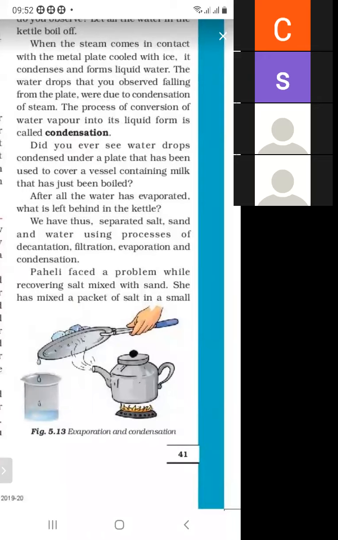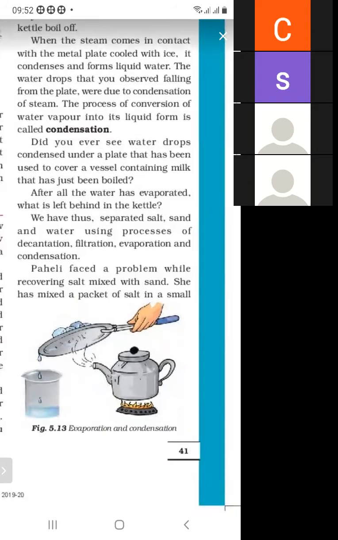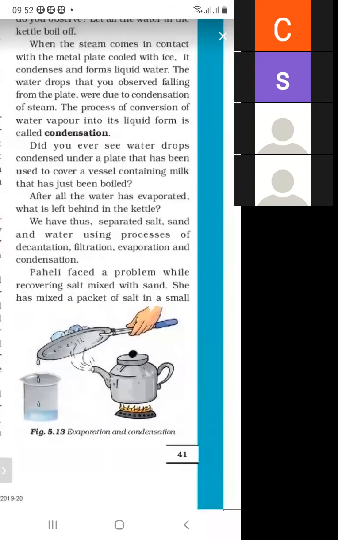When water vapor is converted into the liquid form, this phenomenon is called condensation, as shown in figure 5.13. In figure 5.13, evaporation and condensation are taking place. Firstly, we heat the liquid. When we heat the liquid, it changes into water vapor. Then this water vapor comes in contact with the ice, and the water vapor is converted into liquid.